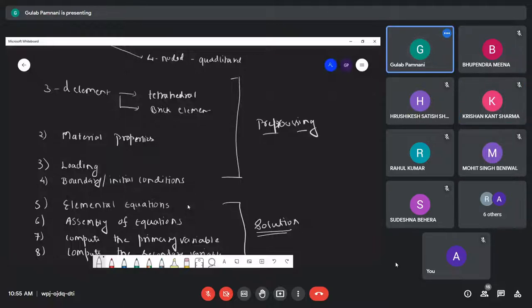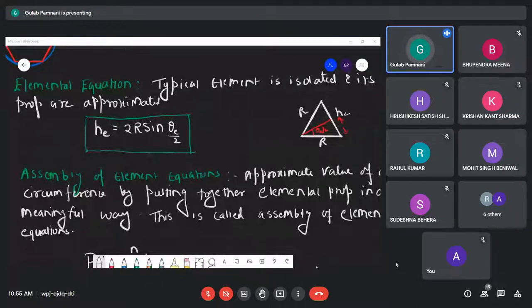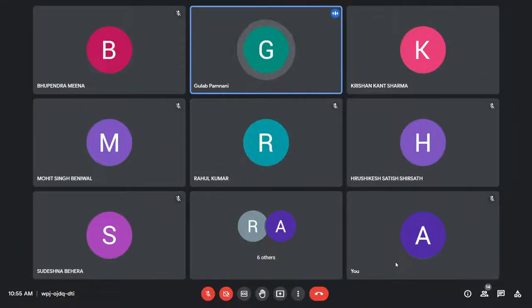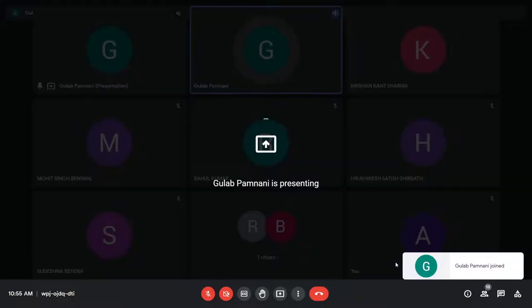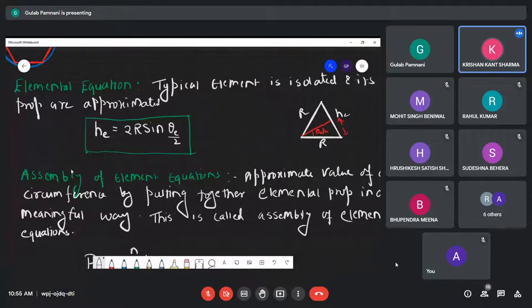The screen is not visible. Sir, only the step screen is visible. Okay, well, I don't know what is the problem. Let me do one thing. Okay, I stopped it, I will have to start it again. Okay, let me do it. Okay, I hope now is it visible? Okay, can you see the elemental equation where I have written? Yes, sir. Yes, sir.